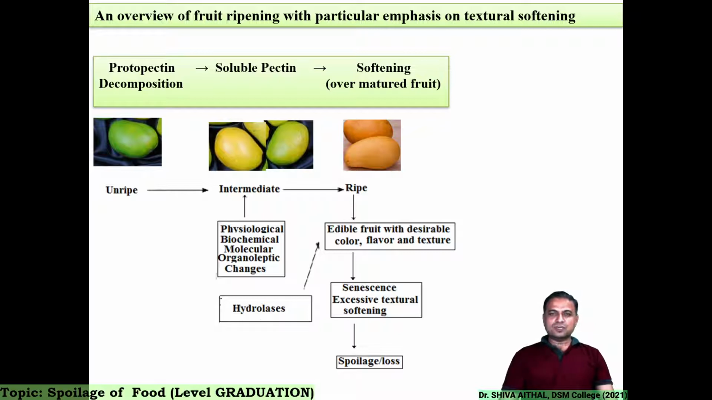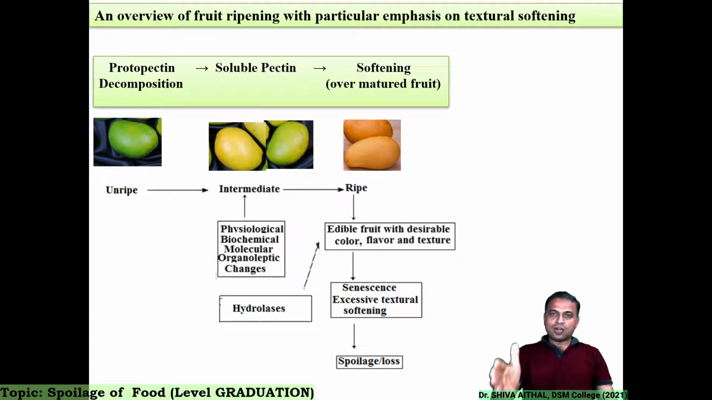Then the intermediate, half-ripened mango contains soluble pectin. In this intermediate form you can see the biological, biochemical, molecular and organoleptic changes start to take place. From sour it starts to become sweet, and then it becomes ripe. This is the normal type of chemical reaction going on in a fruit. So protopectin, soluble pectin and softening: protopectin is somewhat sour, and it gets decomposed when the fruit is ripening. It takes place automatically within the fruit.